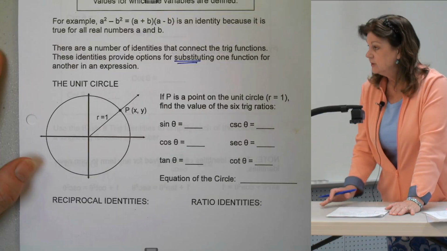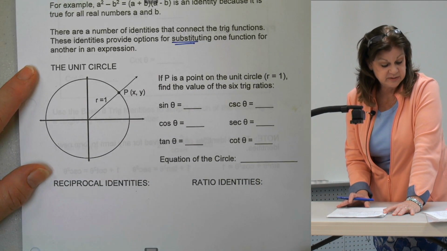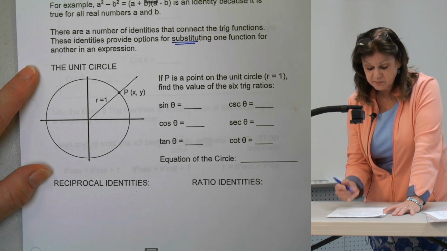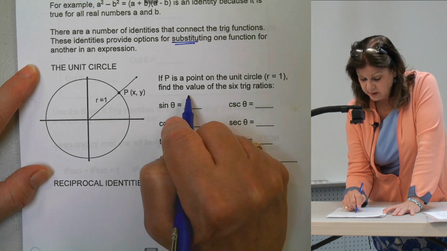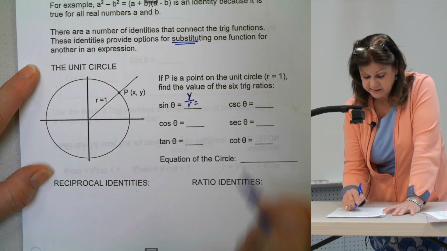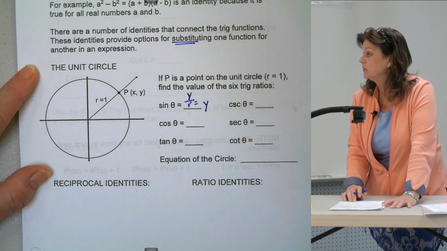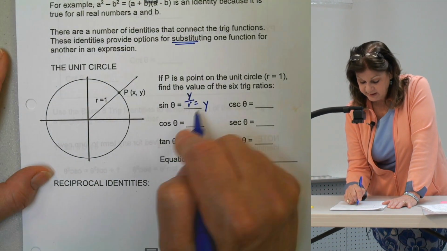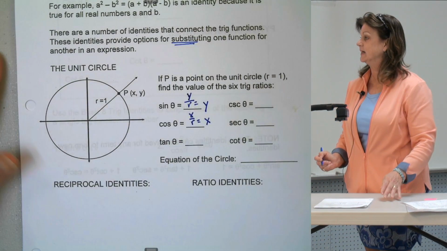So again, we're in our unit circle. r is 1, which it will be from here on out, and P is a point on the unit circle. Find the trig ratios. Well, remember, sine is y over r, and in this case, r is 1. So sine turns out to be just our y value. Cosine is x over r. Again, r being 1, cosine is x.